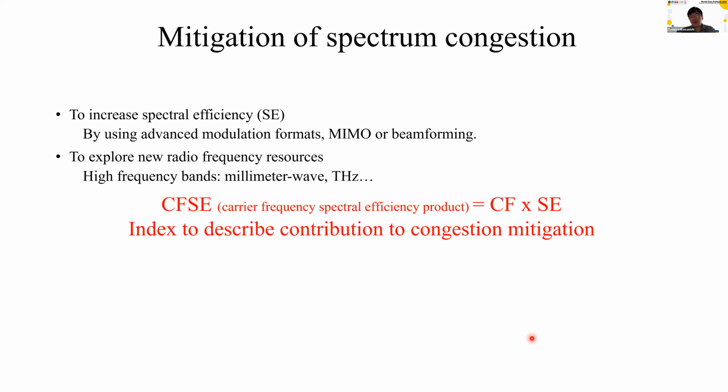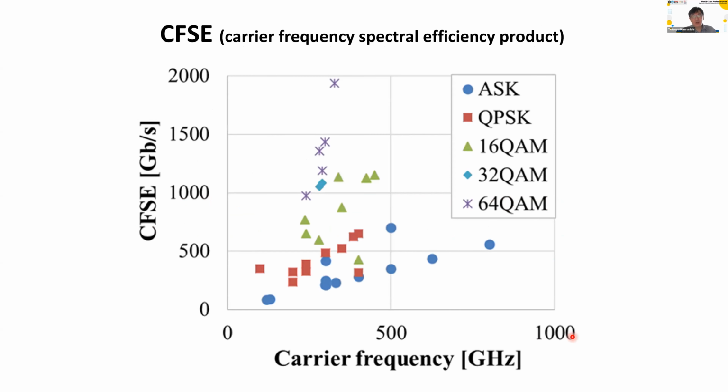So to describe the contribution to the congestion mitigation, we defined a very simple index, CFSC, carrier frequency spectral efficiency product. Just by calculating the product of the carrier frequency and the spectral efficiency, we can show the contribution to the congestion mitigation. Okay, this shows the CFSC as a function of the carrier frequency. Each spot describes a terahertz research result.